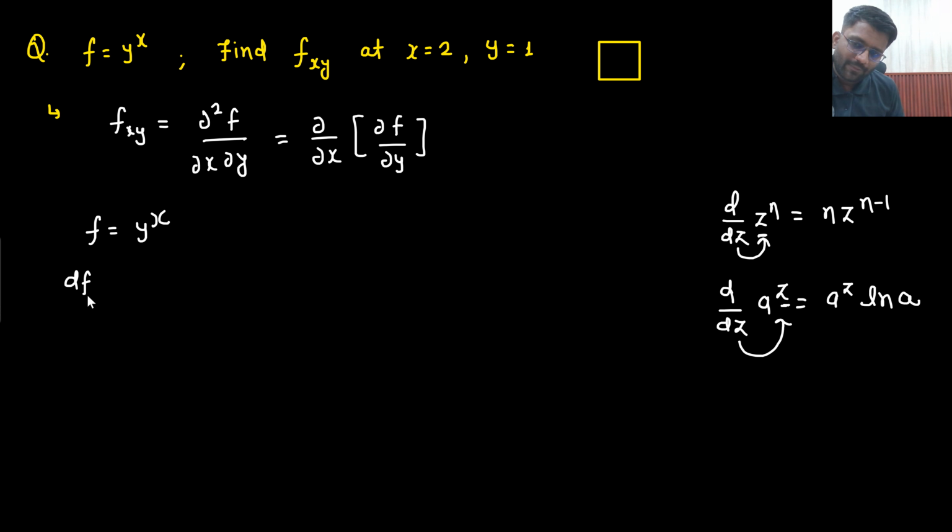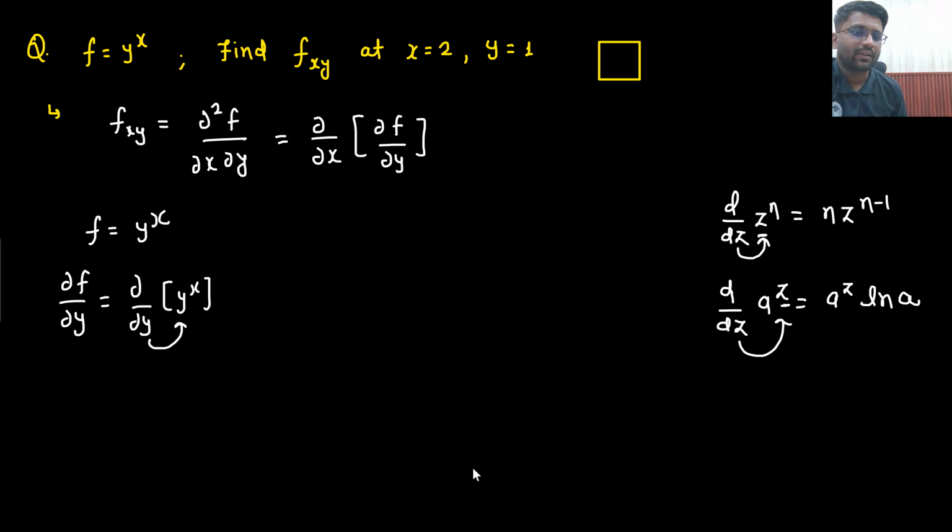Now del f by del y I need to do. So del by del y, y to the power x. Here the variable is not in the power, x is constant which is in the power. So what will be the answer? x y to the power x minus 1. This will be the answer. Or you can write it as x by y, y to the power x. Let's just put this as the answer. So del f by del y you have found out.